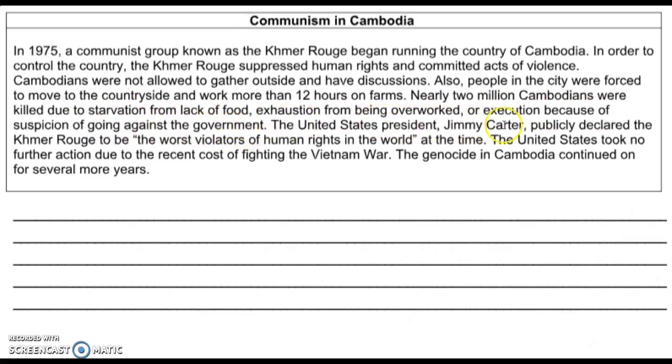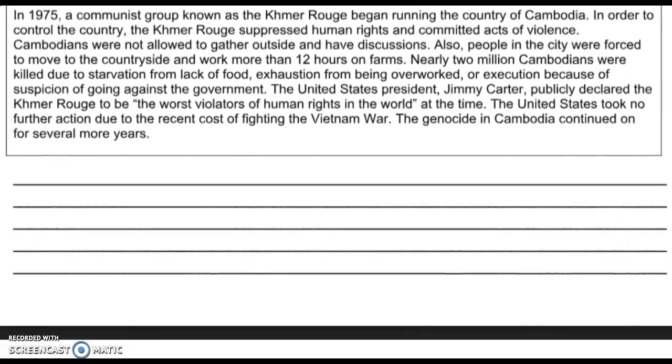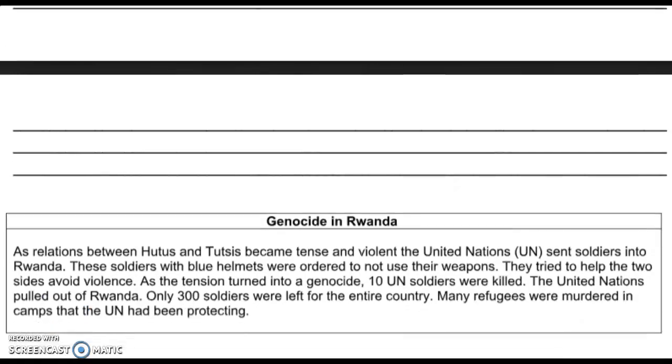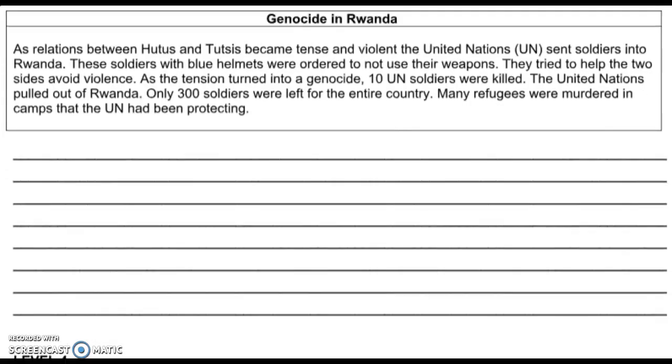The United States President, Jimmy Carter, publicly declared the Khmer Rouge to be the worst violators of human rights in the world at the time. The United States took no further action due to the recent cost of fighting the Vietnam War. The genocide in Cambodia continued for several more years. All right. Next one, Rwanda.